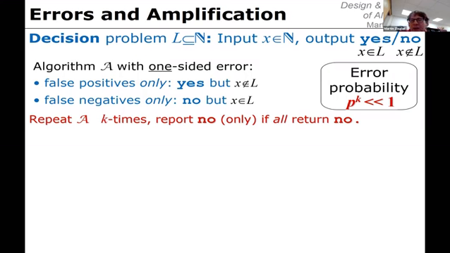So, well, what if the error probability is not 1 over 2, but let's say 99%? Then still, 0.99 raised to a sufficiently high power will be less than 50%. So for all practical purposes, we only need to repeat such an algorithm a constant number of times to make it as reliable as a deterministic algorithm. So that's the case of one-sided errors.